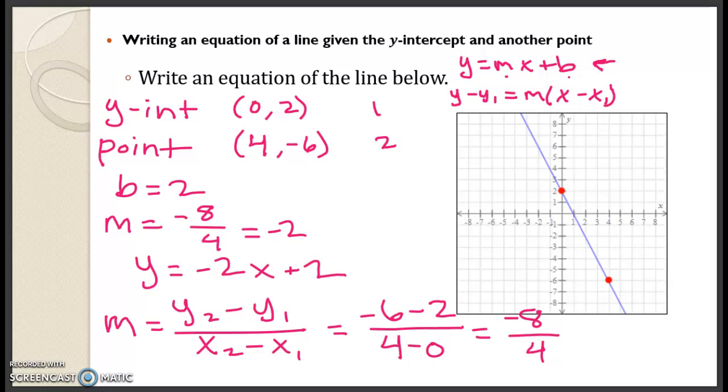So for this one, because we had to find the slope, y = mx + b was a little bit of an easier way to put it into an equation. So that's writing an equation of a line given the y-intercept and another point.